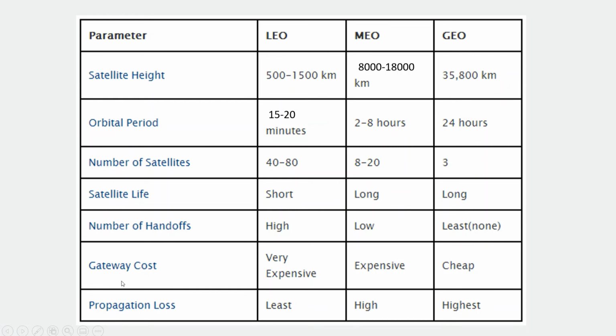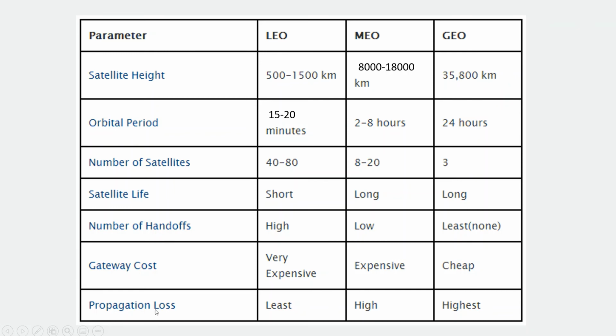And coming to the gateway cost, as this is a very large communication network between the number of satellites, we need very high synchronization between these satellites, which is very expensive when compared to MEO satellites, which have a smaller network of satellites, between 8 to 20, and very cheap for the GEO satellites, which are almost a single-digit number of satellites.